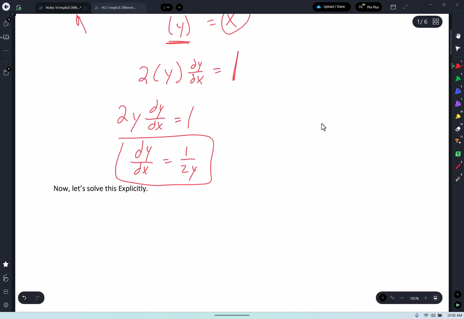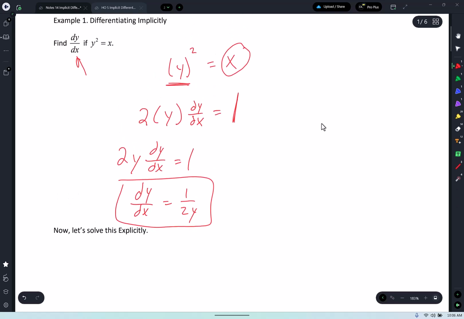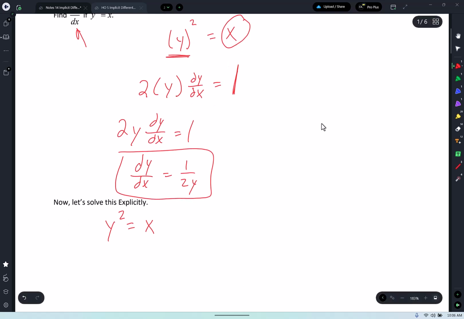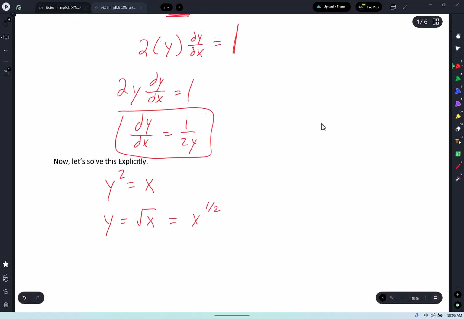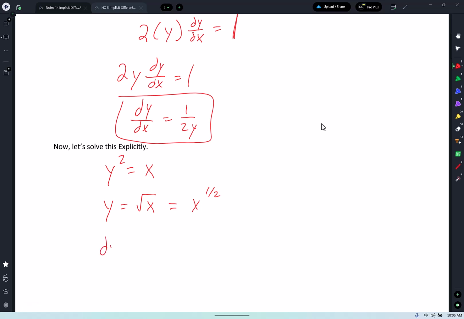If we were to solve this explicitly, let's start with y squared equals x. I'm going to take square roots of both sides, so y equals the square root of x, and I'm going to rewrite that as x to the half. Now let's take the derivative. dy dx equals, bring the half to the front, x to the negative half. That's how we did it in the past. So 1 over 2 square root of x.